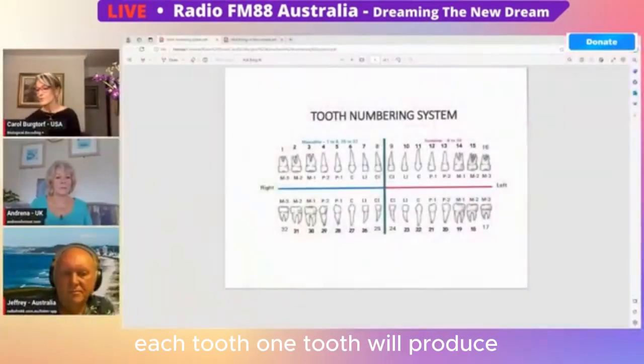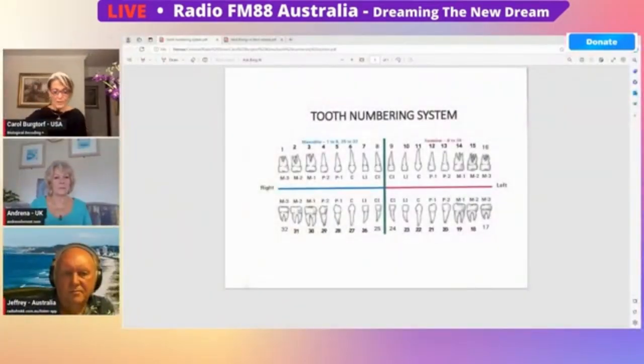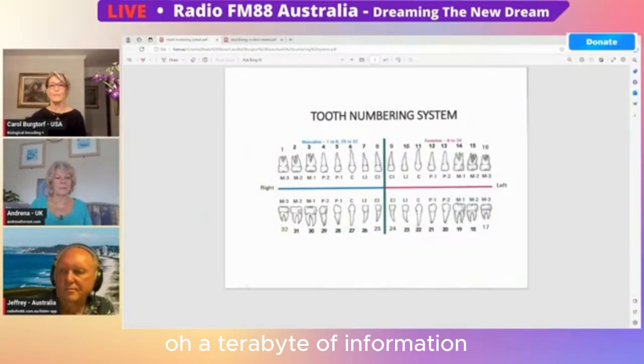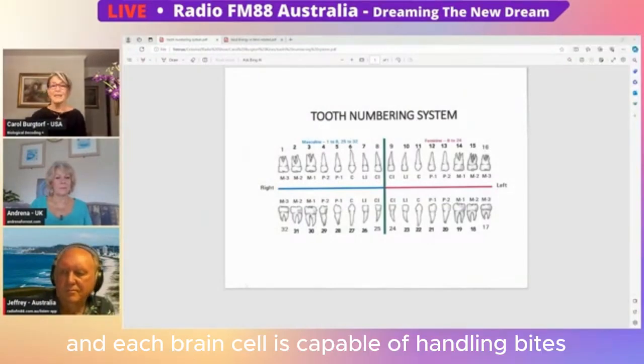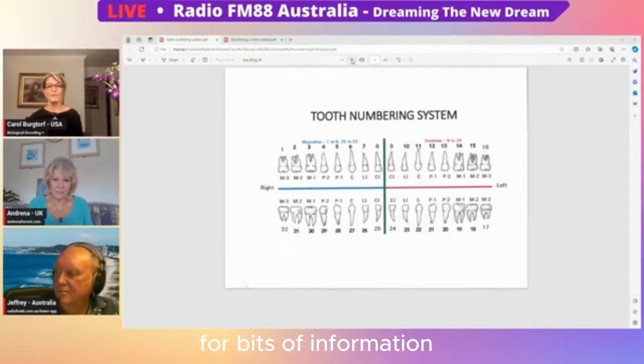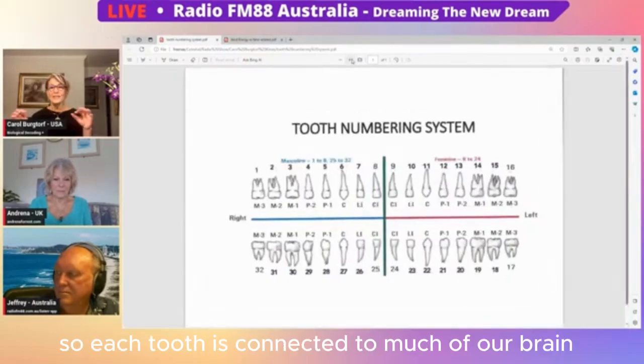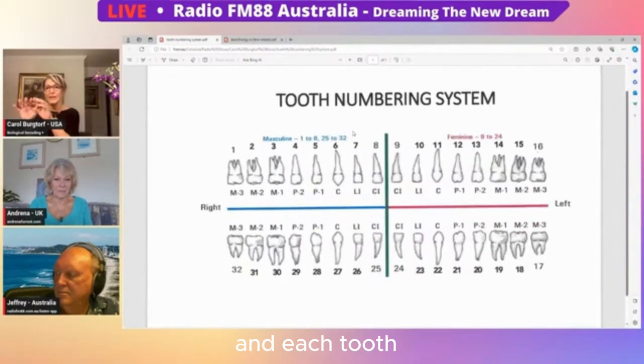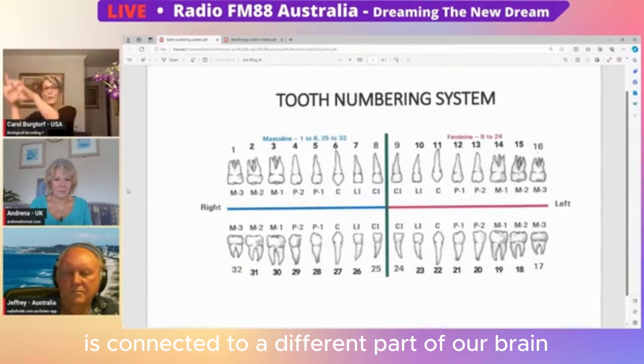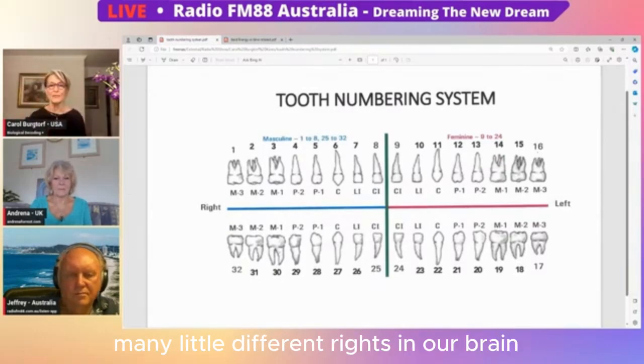It's a communication to our brain about the conflicts that we have. And it communicates with electromagnetics. Each tooth will produce a terabyte of information. And each brain cell is capable of handling 4 bits of information. So each tooth is connected to a different part of our brain, with many, many little dendrites in our brain.